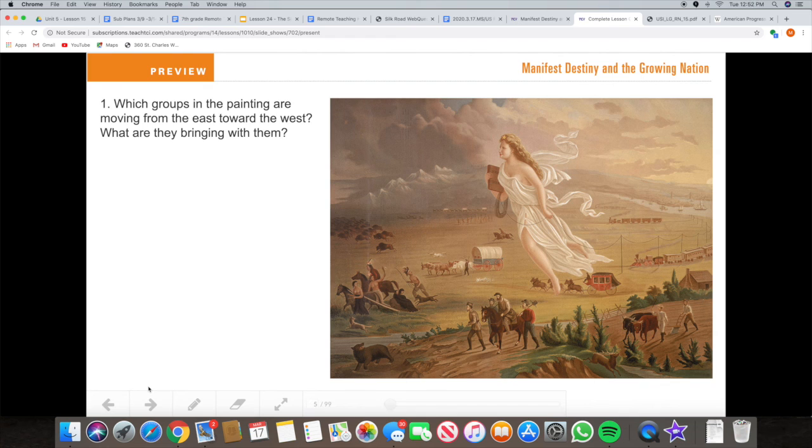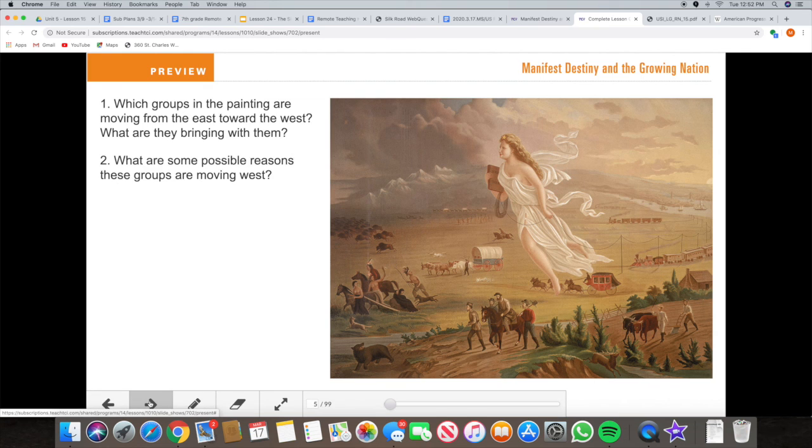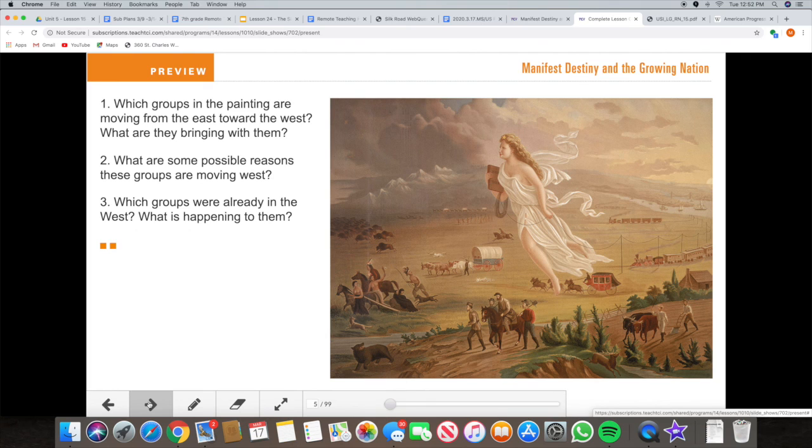Number 1, answer the question. Number 2, what are some possible reasons these groups are moving west? Again, take a look at these people. Who are they? And why are they probably moving to the west? Please answer this question in your notebook. Then, what groups are already in the west? What's happening to them? Who is already in the west? What's happening to them? That's your third response in your notebook.